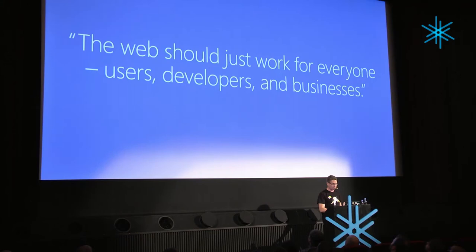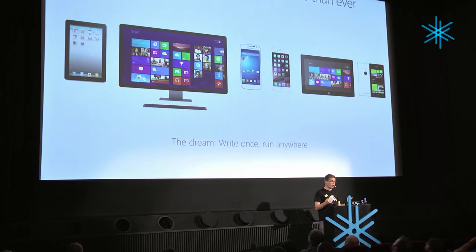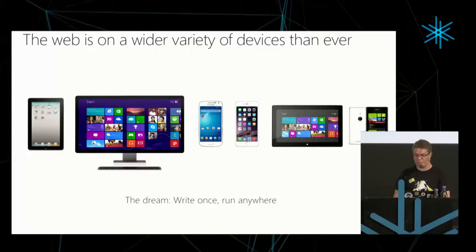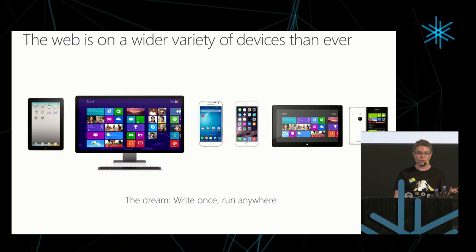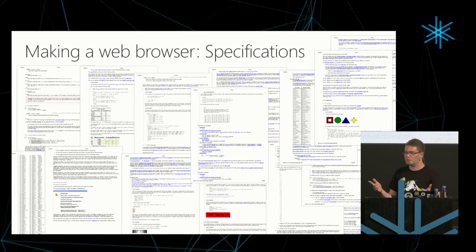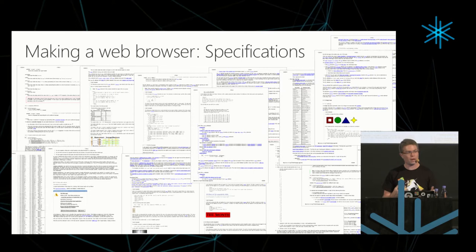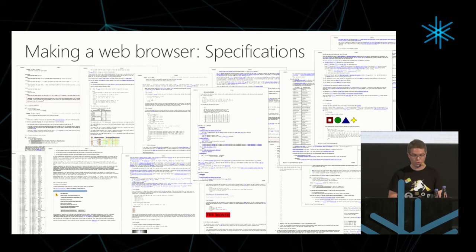So first of all, of course, the web should work for everyone: users, developers, and businesses. This is a promise. So it's running on a variety of devices. It could be an iPad, a desktop machine, your favorite Android phone, or a Windows phone. Windows Phone is something being built by Microsoft, if you don't know what we're doing in the phone space, and tablets. So the dream is to write once and run everywhere. But this is your dream, and our job is to make specifications and to implement them. It's quite complex, to be honest, so it takes time. We need a lot of discussion, and we need to discuss with you also and try to implement them.